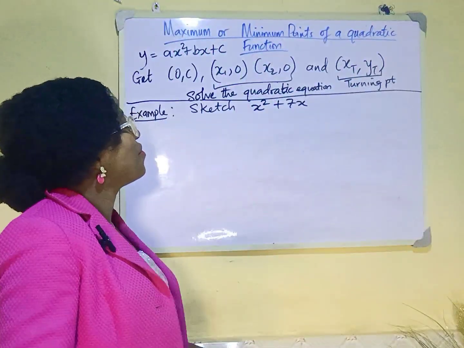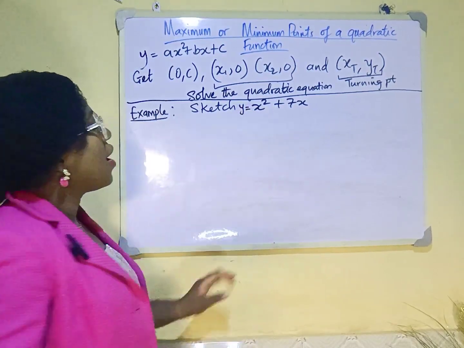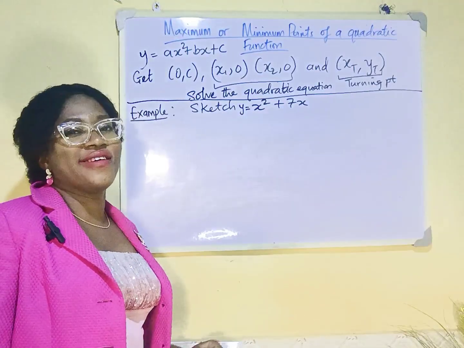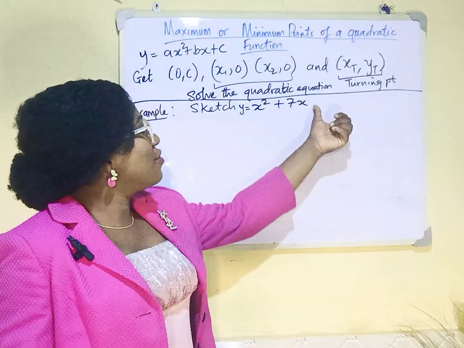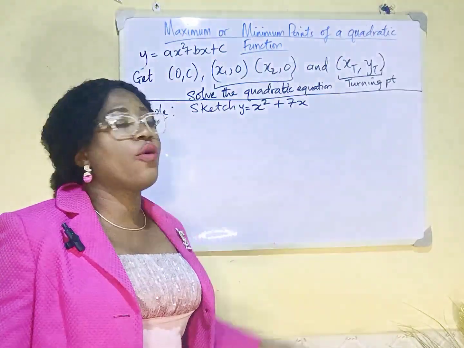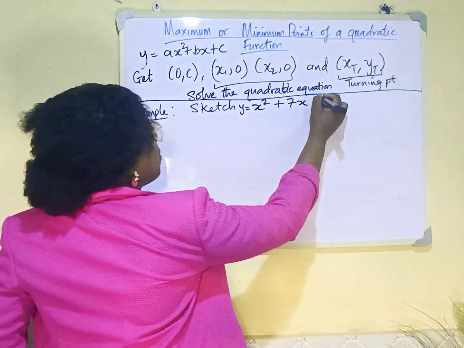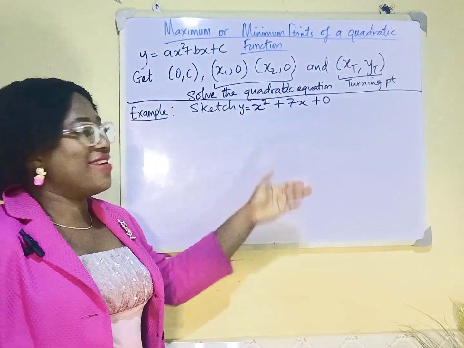See this example. We are supposed to sketch y is equal to x squared plus 7x. If you're observant, you will notice something funny. There is no c. There's no constant in this. So what do we do? You can simply add plus 0. The equation looks much better.